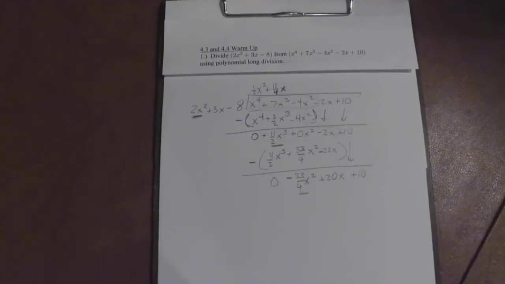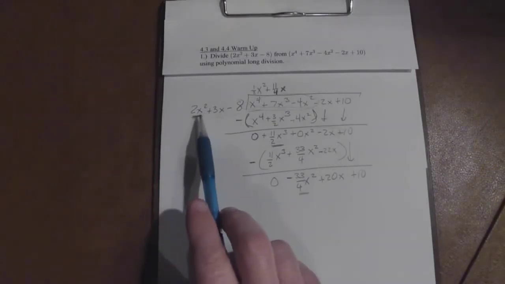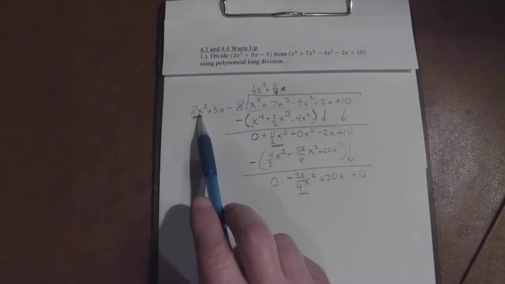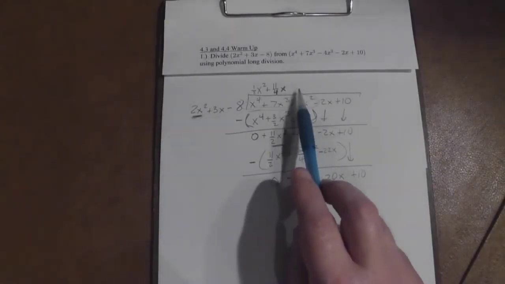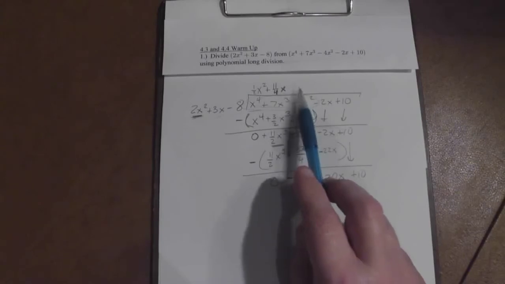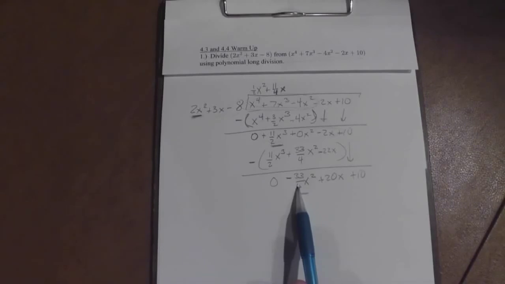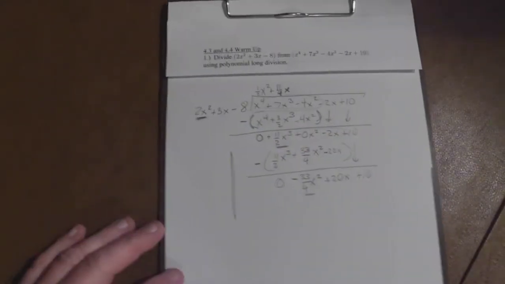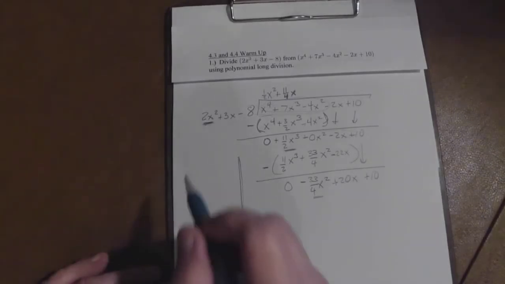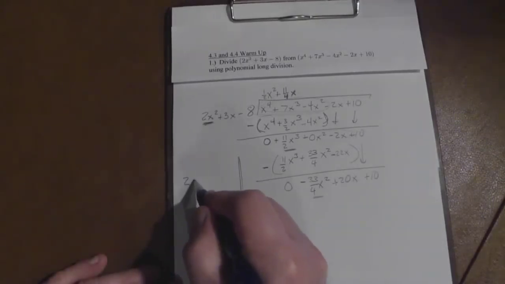We ask ourselves, what times this 2x squared is going to yield this negative 33 fourths x squared? And first of all, we'll note x squared is already part here, right? X squared and x squared, we're not going to have to multiply by any value of x. All we have to do is figure out what do we have to multiply 2 by to make it turn into negative 33 fourths. Right? So if we think about that for a moment, what would we have to multiply 2 by to produce negative 33 fourths? And if you're struggling with that, we might go off to the side and set up a little side problem here.